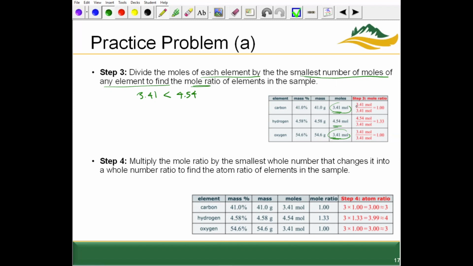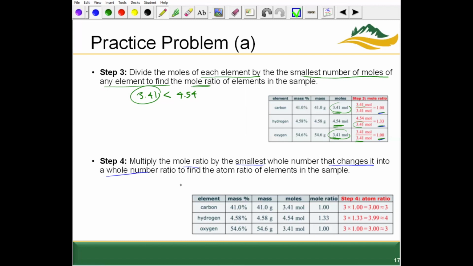So we're dividing 3.41 by 3.41, dividing 4.54 also by 3.41, then dividing 3.41 again by 3.41. When we do that, we get 1.00, 1.33, and 1.00. We're getting closer now. I mentioned towards the beginning that we want to report these as whole number integers. So in step 4, we multiply the mole ratio by the smallest whole number that changes it into a whole number ratio.